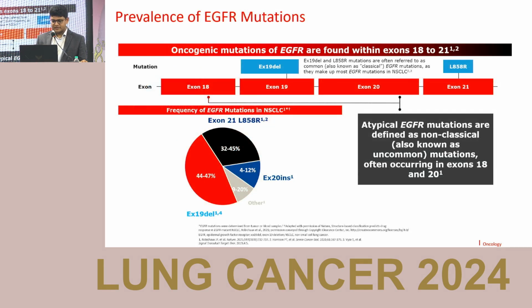All EGFR mutations are also not the same. Oncogenic mutations generally occur from exon 18 to 21, and exon 20 insertion mutation is the third most common mutation after the conventional or common exon 19 and exon 21 L858R. So knowing about it is important.